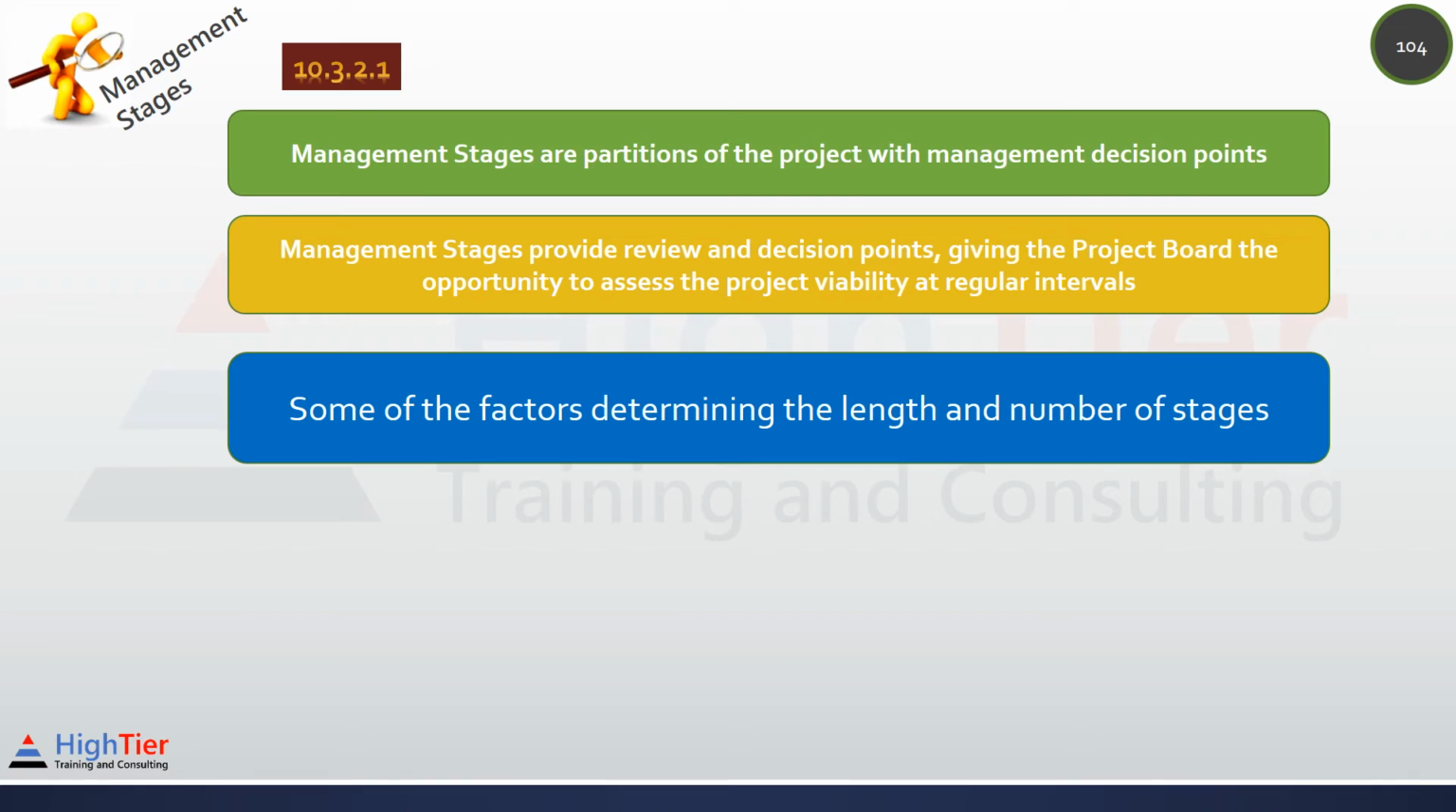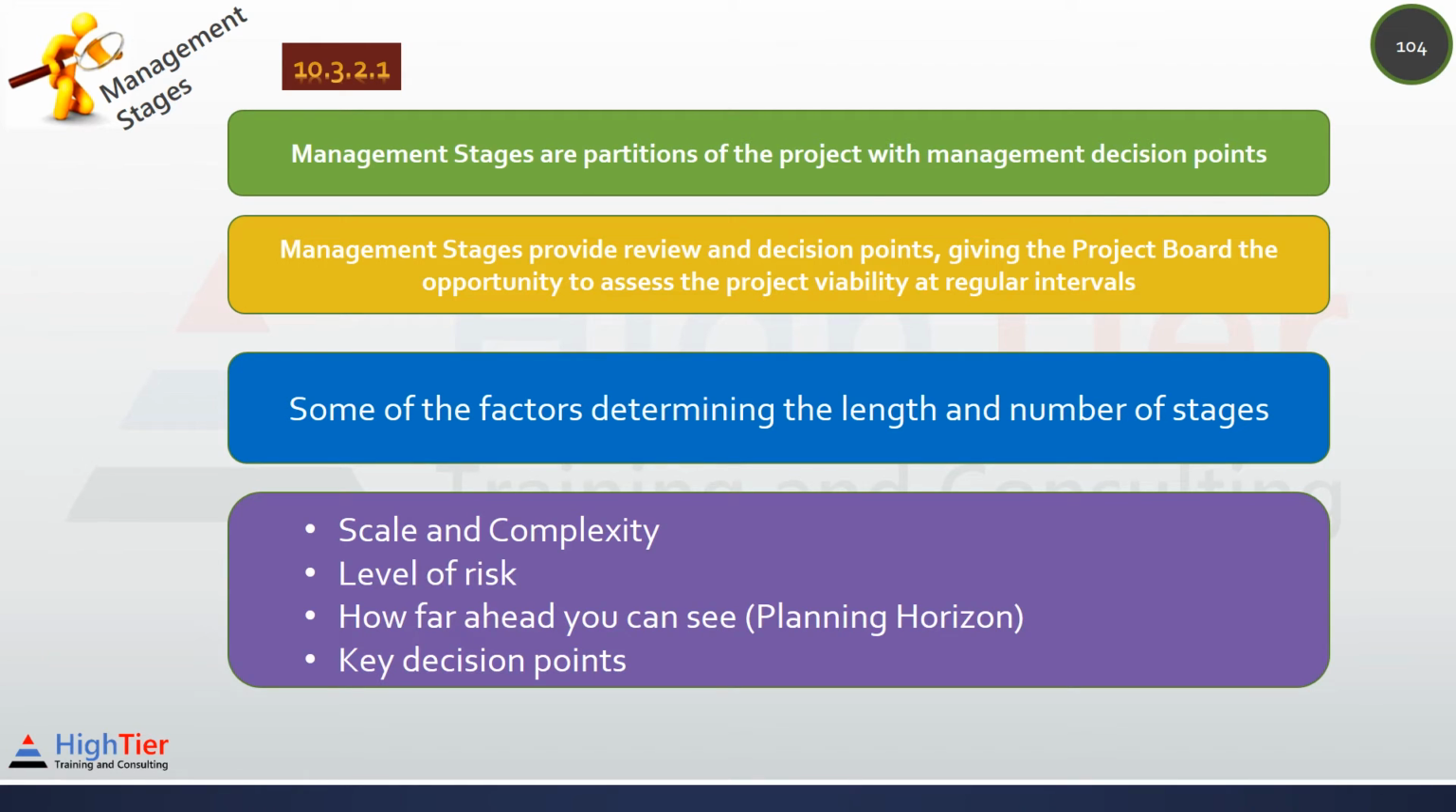We can have as many stages as we need, but a minimum of 2 stages is a must. The initiation stage is mandatory. There should be at least 1 delivery stage to cover the remainder of the project. Some of the factors determining the length and number of stages are scale and complexity, level of risk. If the project is highly risky, then we need more control, so more stages. Planning horizon: how far can you safely plan ahead? And finally, where the key decision points need to be on the project.